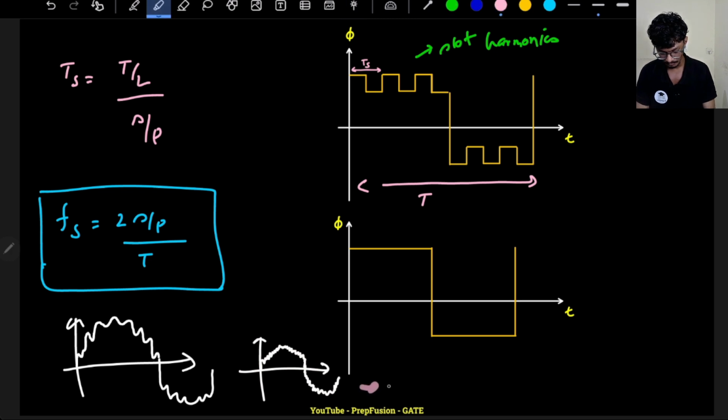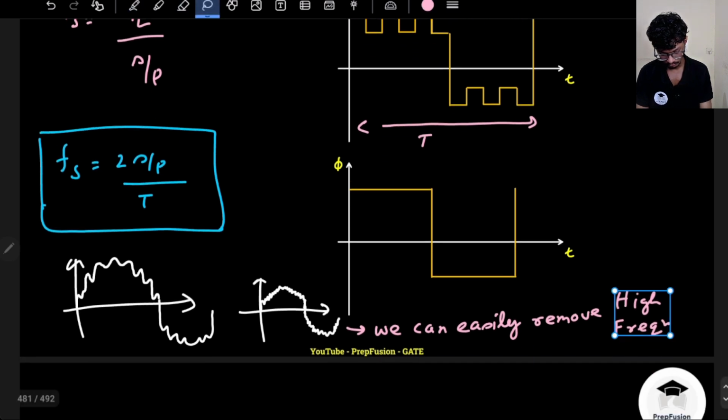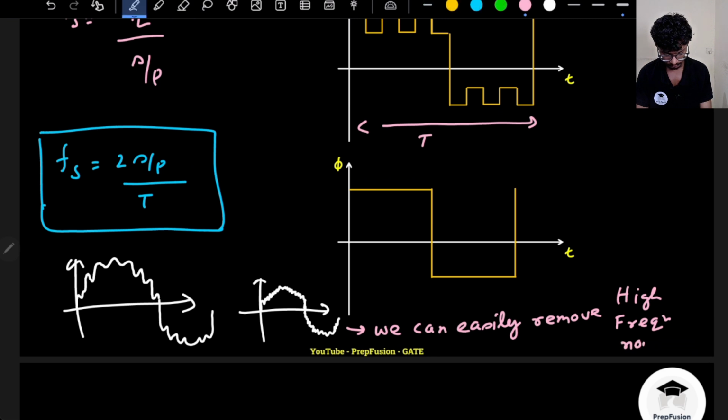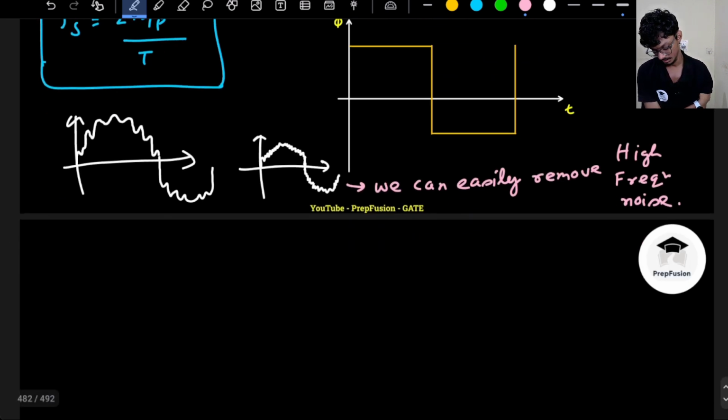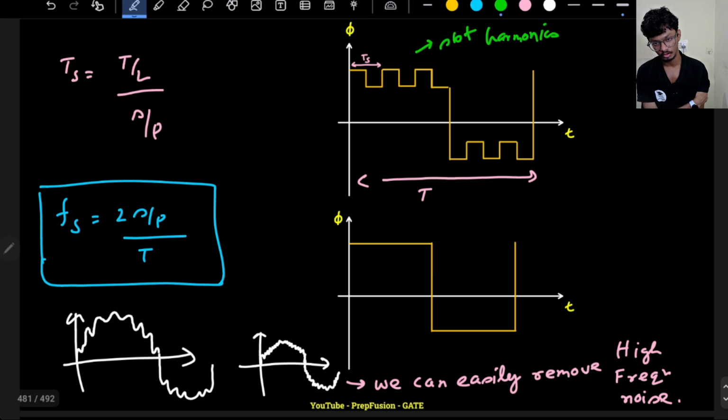We can easily remove high frequency noise. That's it. So that's why we will try to increase our slot harmonic frequency. Higher harmonics are easier for us to remove, right? So we want to increase the slot harmonic frequency.